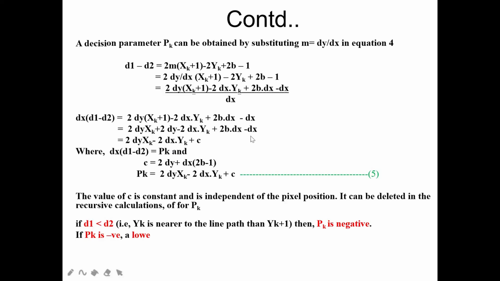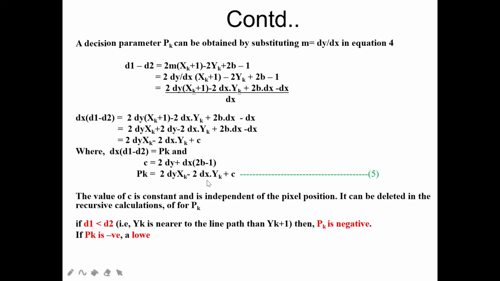From here, if I take dx as common, I get 2b minus 1. The same thing I have written over here. You can see c equals 2 dy plus, because here it is plus, I have taken dx as common from here. So 2b minus 1. So this is my constant value, whatever I have written.